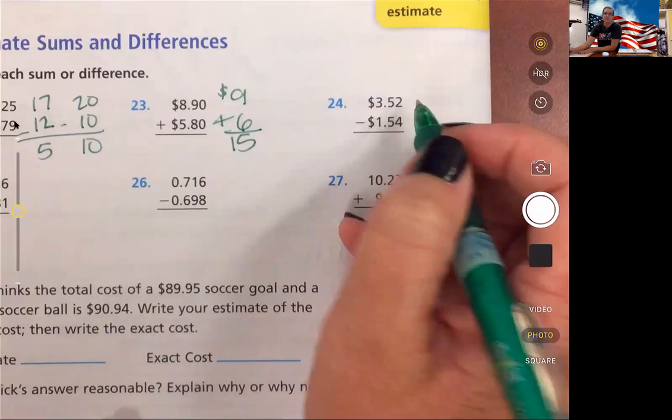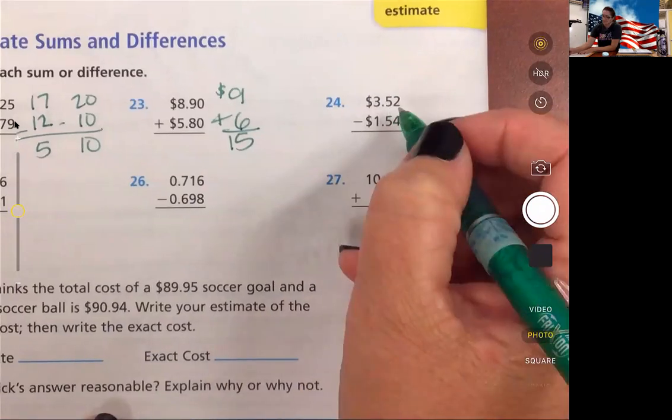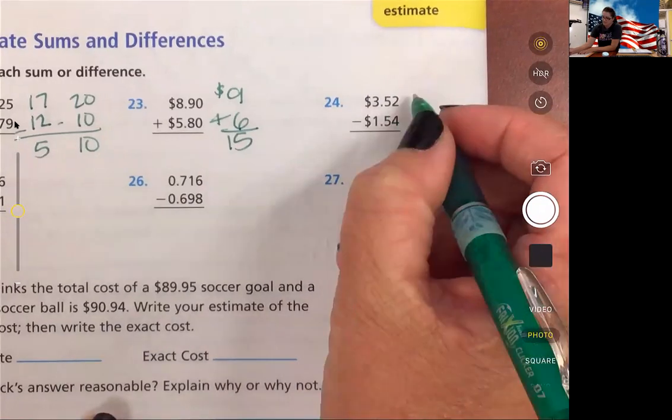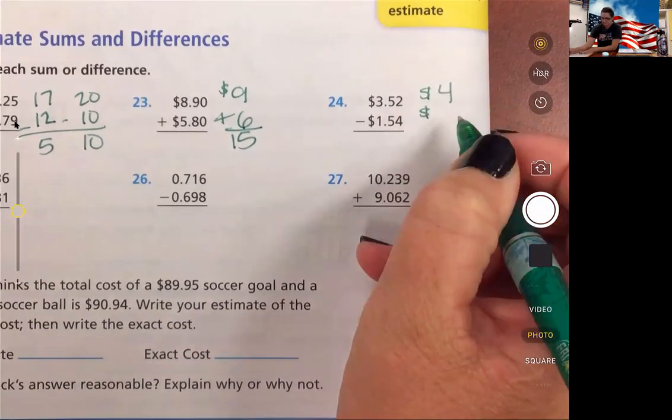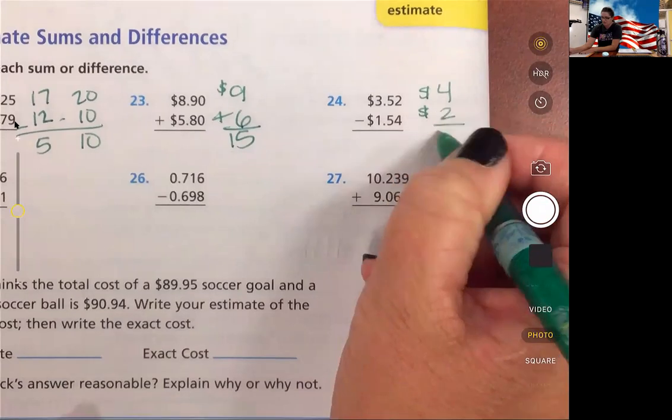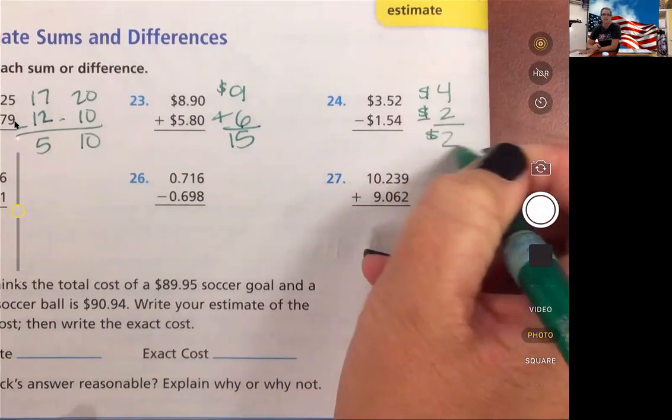$3.52. Is that closer to $3 or $4? $4. $1.54. What's that closer to? $2. Subtract. I've got $2 left.